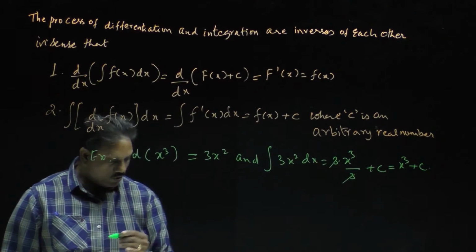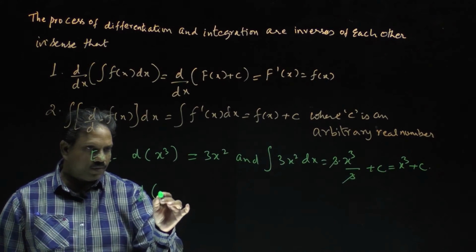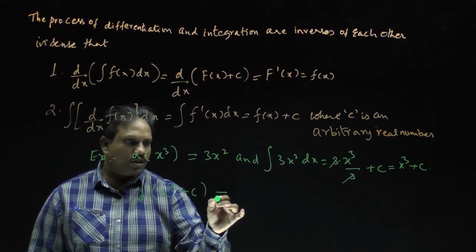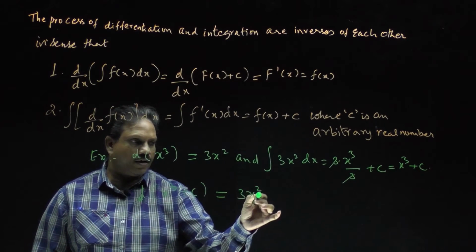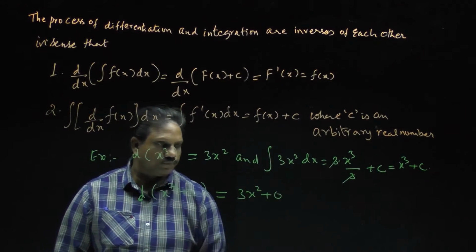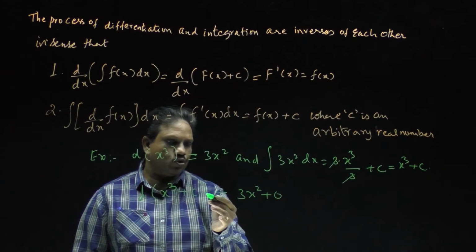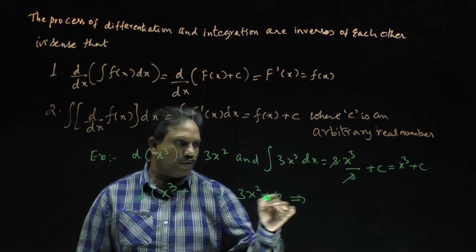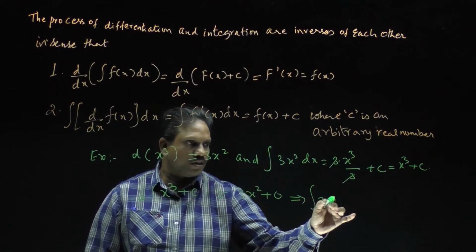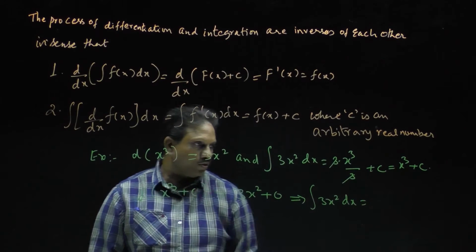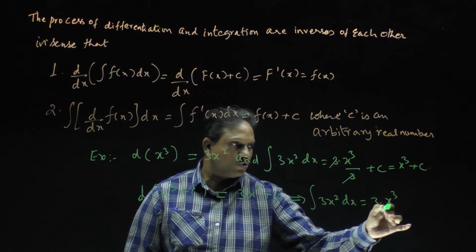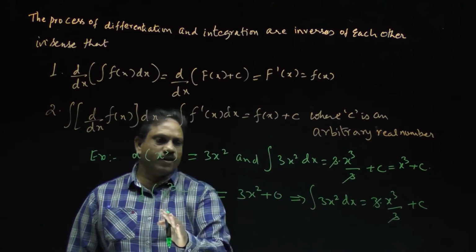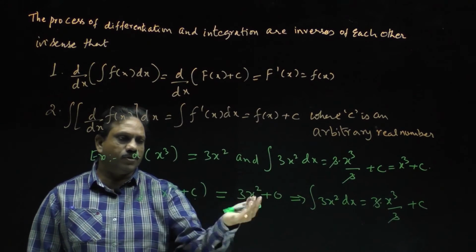On the same line, you can take the derivative of x cube plus c. What is the derivative of x cube? 3x square. The derivative of a constant is 0. So the derivative of x cube plus c is 3x square. And what is the integration part of this? The integral of 3x square dx gives 3x cube by 3 plus c. So derivative and integral are inverse to each other.